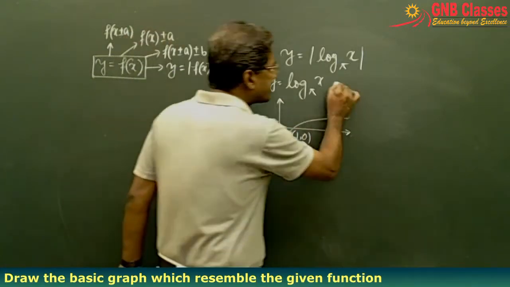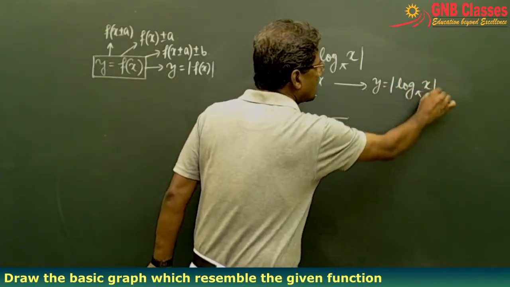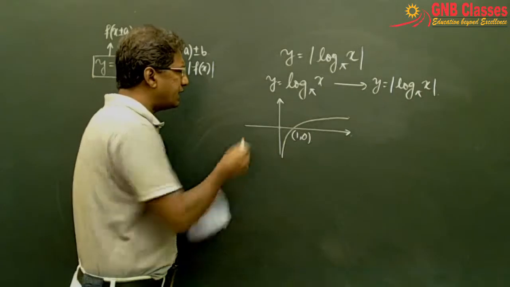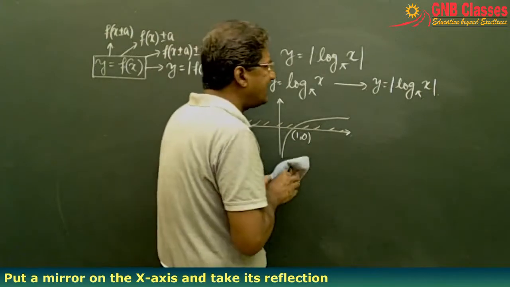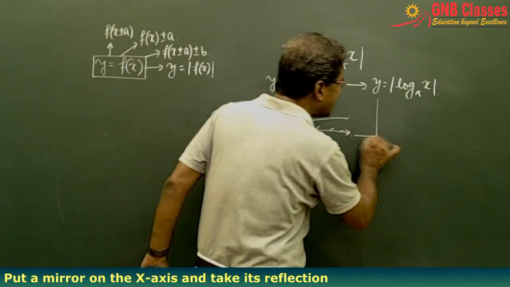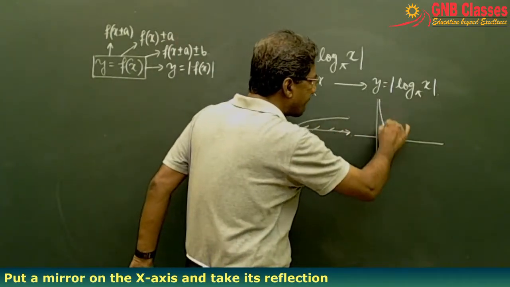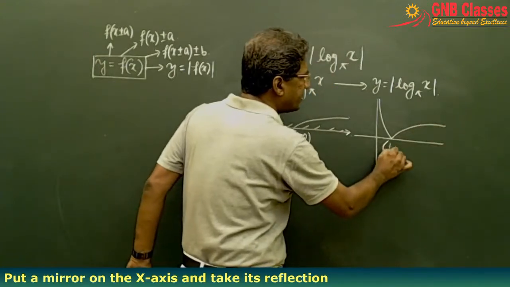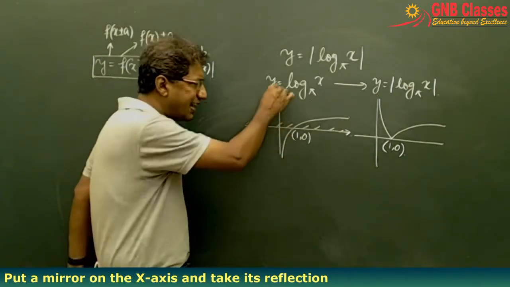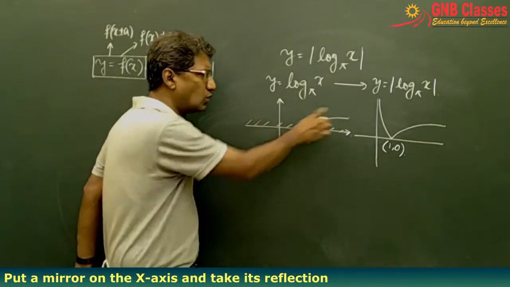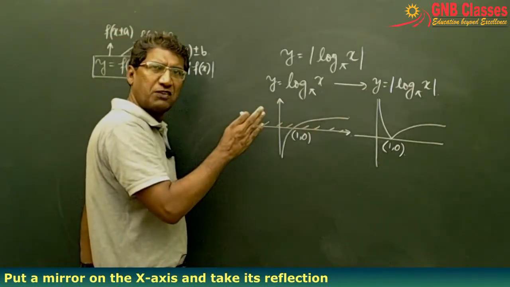Now, since we have to find the mod of this function, we put a mirror on the x-axis and take its reflection. The final transformed graph will look something like this. Look carefully: this part will come up, so it will look like this. This point is (1, 0). Again, this curve will not meet the y-axis. Here the y-axis is the asymptote to this curve. Is it clear? Have you understood how to transform y equals mod of f(x)?